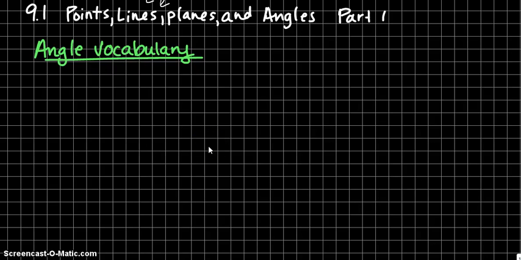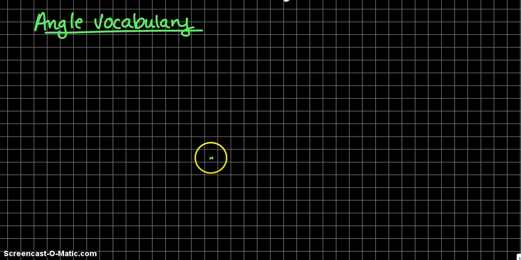All right, we're going to continue with 9.1, and in this video we're going to talk about all of the angle vocabulary you need to know. Again, these are all review topics, but it's probably been a while since you've done this, so write down as much as you need to or as little as you need to, but all of these are vocab words you'll need to know. So first of all, an angle looks like this.